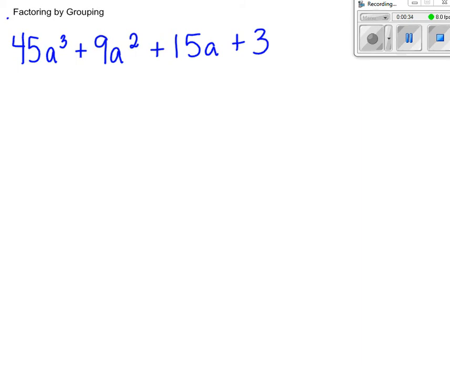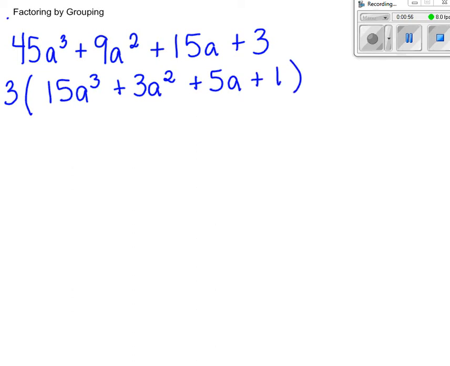If we go back to what we've learned before, one thing that we could do is take out the greatest common factor, which here would be a 3. So we could take the 3 out, and this becomes 3 times 15a cubed plus 3a squared plus 5a plus 1. So there's one thing that we could do. But since it has 4 terms, I'm wondering if it can be factored further. And the method that I use would be factoring by grouping.